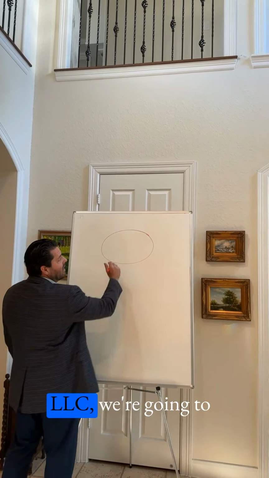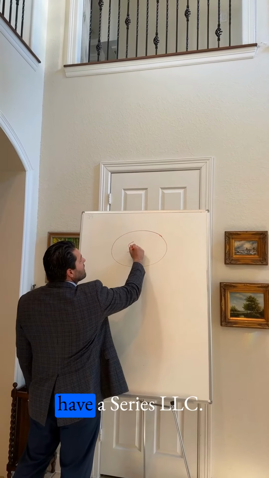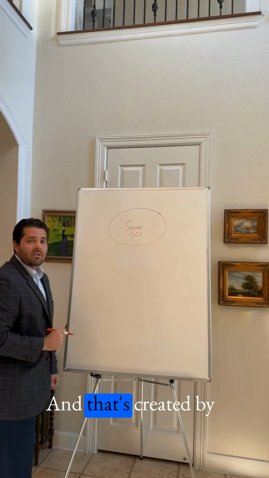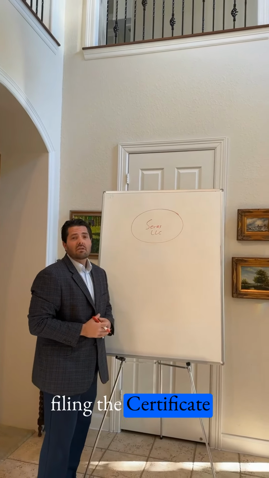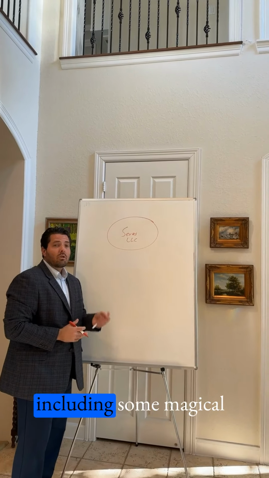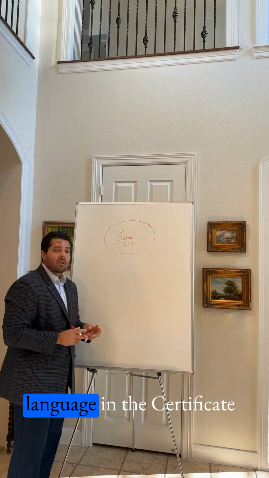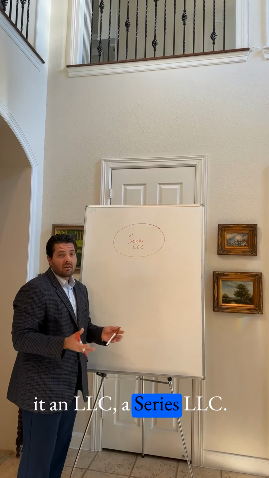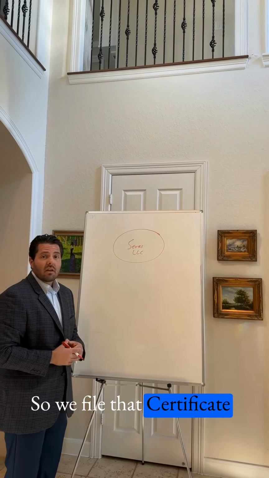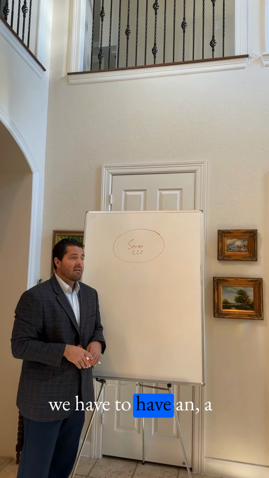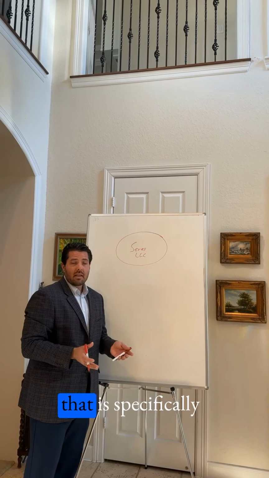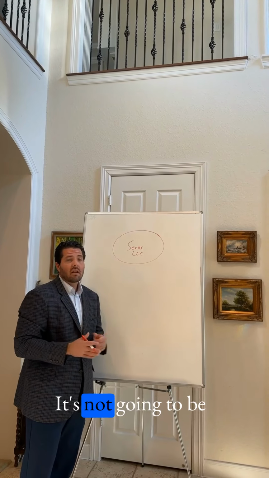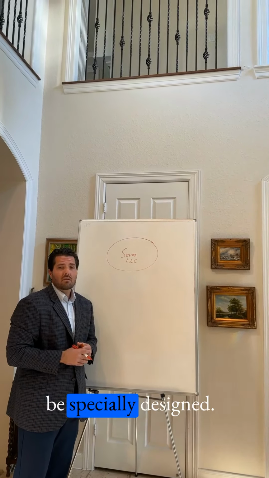So instead of an LLC, we're going to have a Series LLC. And that's created by filing the certificate of formation, including some magical language in the certificate of formation that makes it a Series LLC. So we file that certificate of formation, and then we have to have a company agreement that is specifically designed for Series LLCs. It's not going to be a normal company agreement. It's going to be specially designed.